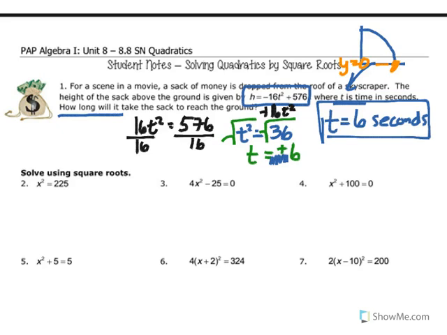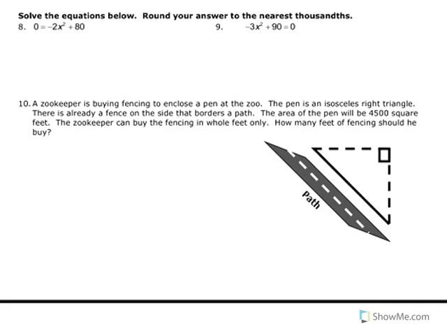Okay, now let's pop down to the bottom. It's maybe a little more challenging problem. A zookeeper is buying fencing to enclose a pen at the zoo. The pen is an isosceles right triangle, so we can see the right triangle, and if it's an isosceles right triangle, the two legs are congruent. There is already a fence on the side that borders a path. Okay, so here's the path. So this side of the triangle right here already has a fence, so I'm going to mark it off.